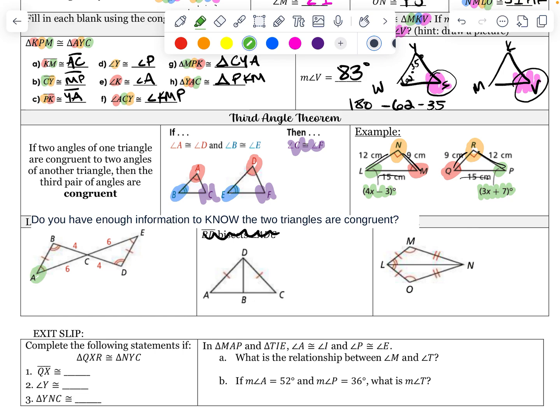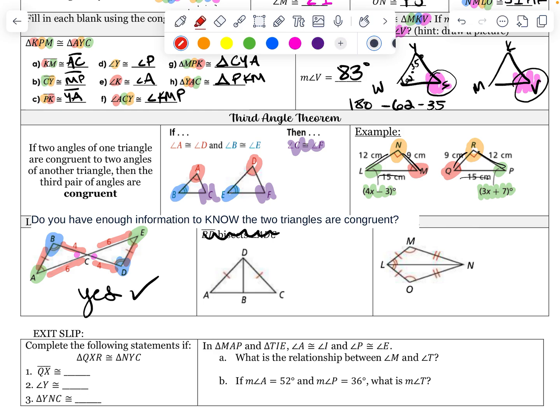So I have this one. Nope, back up. This one and this one go together. This one and this one go together. Well, guess what? These are vertical angles, so they also go together. It's also the third angle theorem. I know they go together. And then my sides, I have U and U go together. I have the 4 and the 4 go together, and the 6 and the 6. I have three sides. I have three angles. Yes, I know this is congruent. We're good.